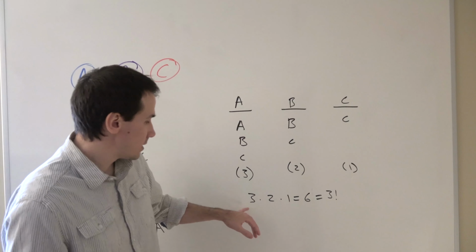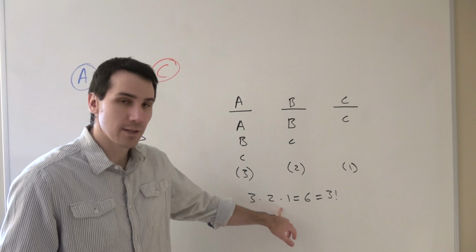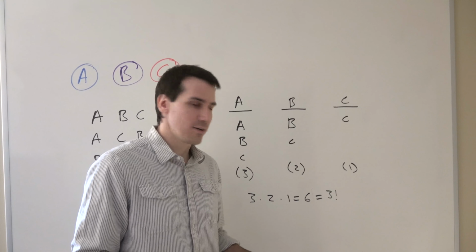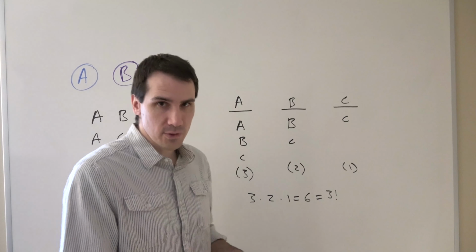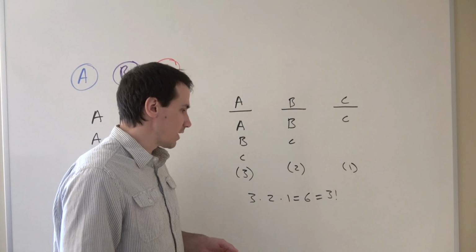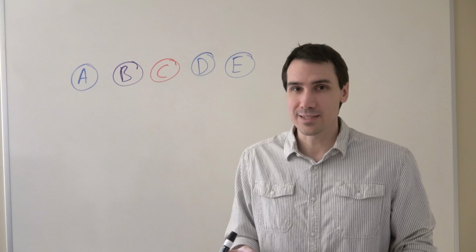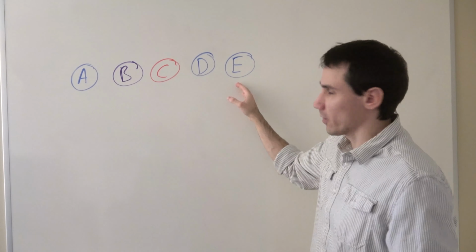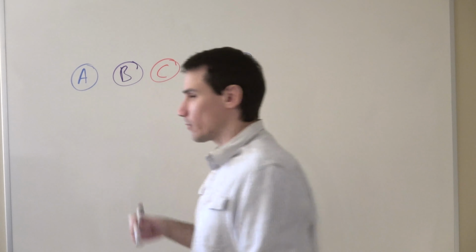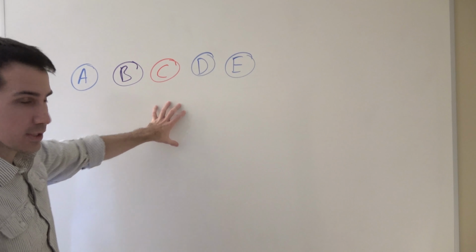So factorial just means the multiplication of all of the numbers less than that number. So 3 times 2 times 1 is 3 factorial. 4 times 3 times 2 times 1 is 4 factorial. I can do this analysis for any number of objects. So let's say I add in 2 more particles, D and E, and I want to figure out how many ways I can rearrange this.